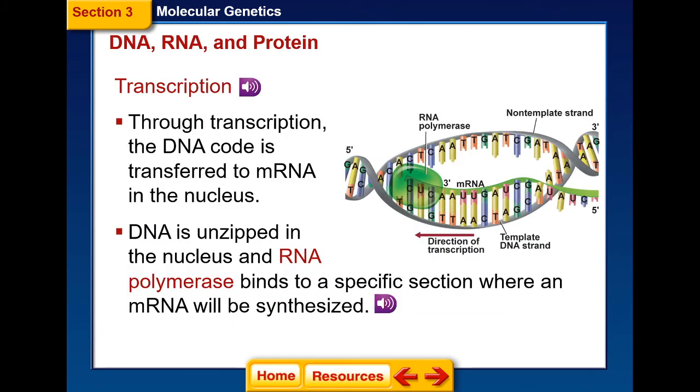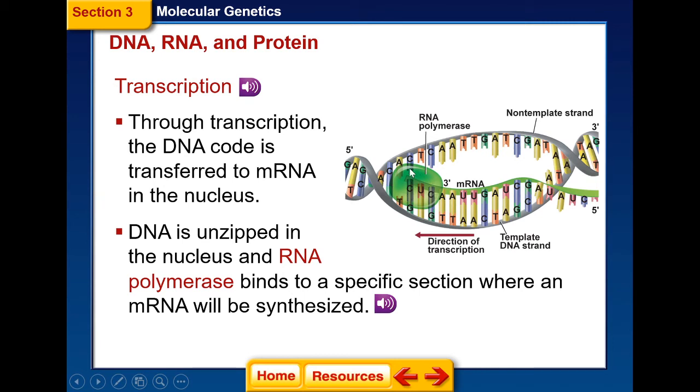All right, first up, transcription. Through transcription, the DNA code is transferred to mRNA, messenger RNA. This is happening in the nucleus. The DNA is unzipped in the nucleus, and RNA polymerase binds to a specific section where an mRNA strand will be synthesized. And you can see that happening right here.